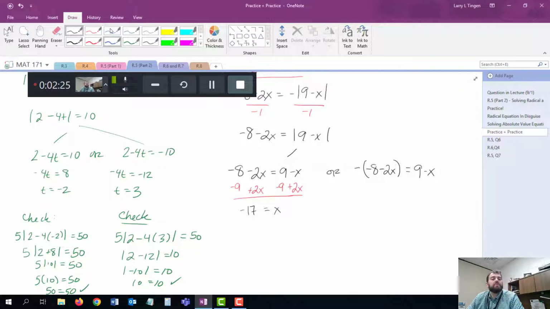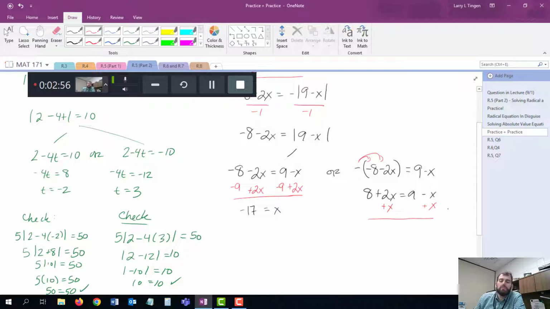And then the other one, distribute that negative, so everything flips back to positive, and I'm looking at 8 plus 2x is equal to 9 minus x. I'm not going to do the same thing. I'm going to move everything with an x to the left. Again, this is just a habit for me, trying to keep the coefficient of x positive so I don't have to come back and do a division at the end. So I'm kind of thinking 2 steps ahead.